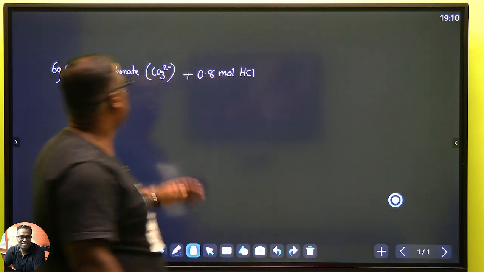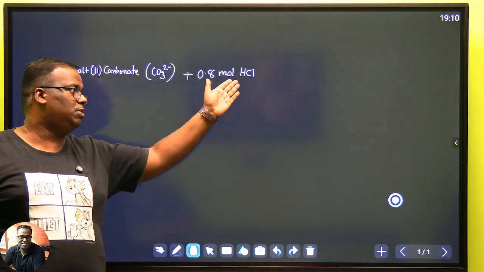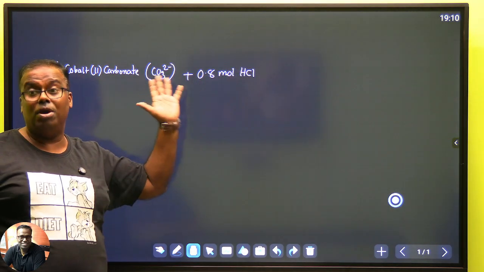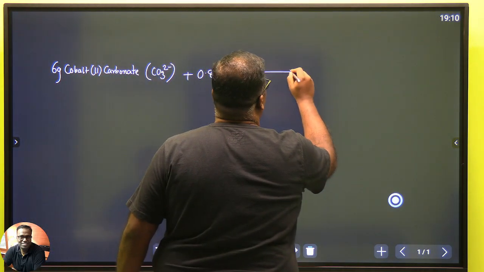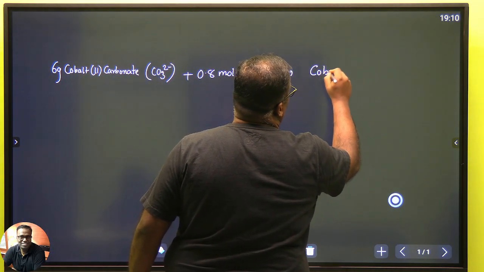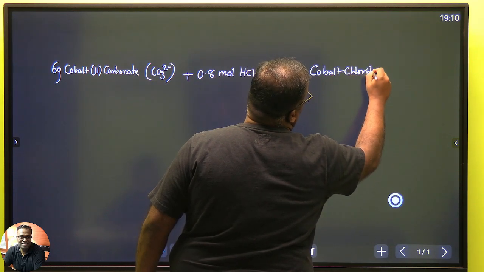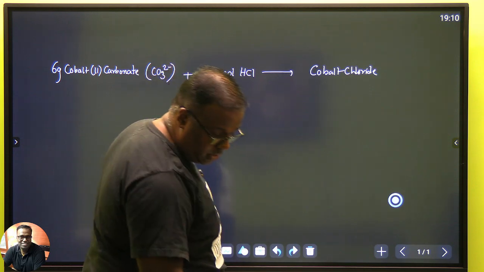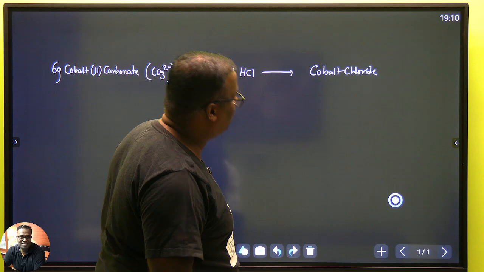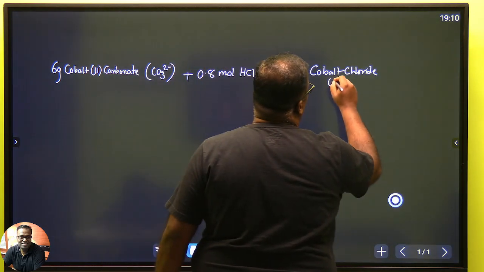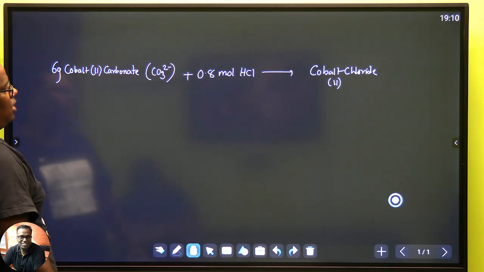And how will the reaction go? Cobalt carbonate with hydrochloric acid. If they displace the hydrogen from here, cobalt chloride will be formed. Okay? So what will come in the reaction? Cobalt chloride will be formed, cobalt(II) chloride. This is what is given in the question. But will it be only this much? No, something else will also be formed.